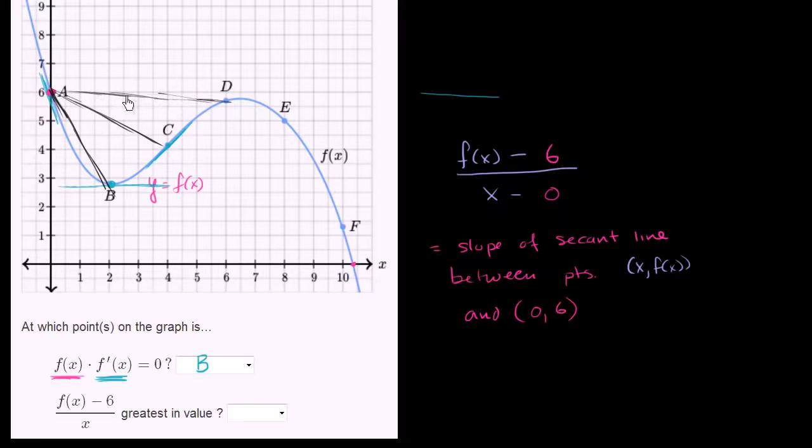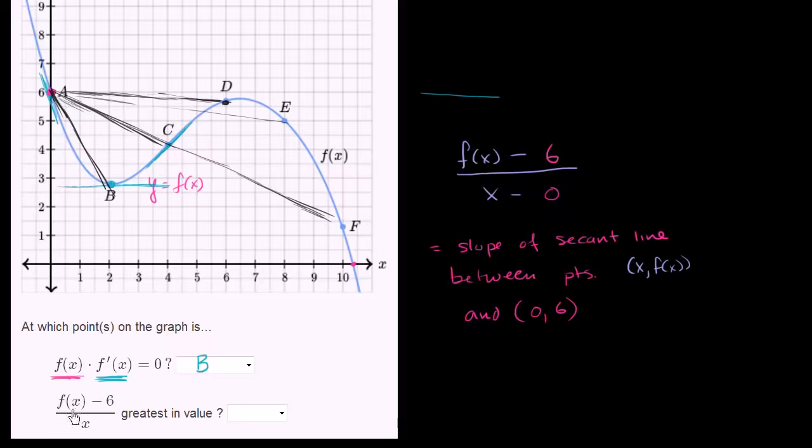And then between A and E, it becomes more negative now. And then between A and F, it becomes even more negative. So when is the slope of the secant line between one of these points and A the greatest? Or I guess we could say the least negative, because it seems like they're always negative. It would be between point D and A.